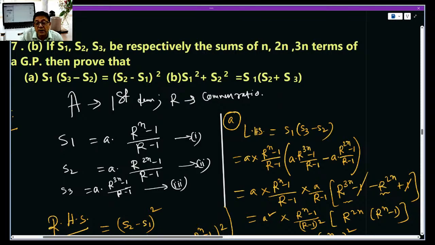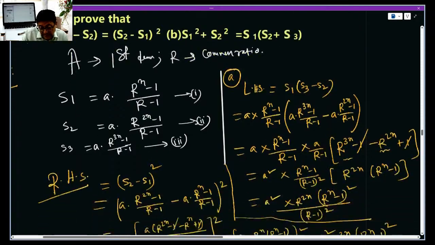All the best for this part. You should try at home. S1 square plus S2 square equal to S1 into S2 plus S3. Let me discuss other types of sums here.